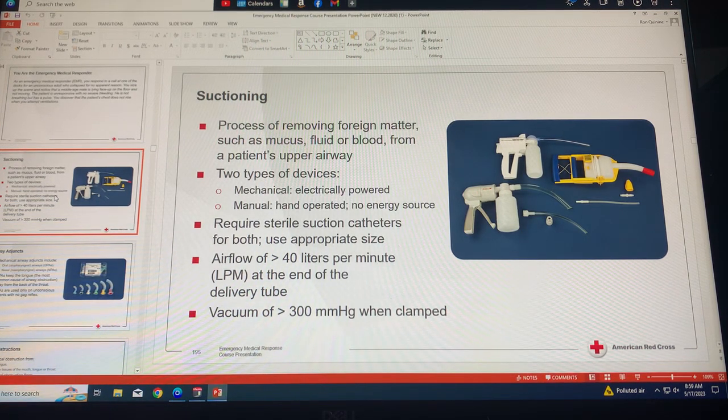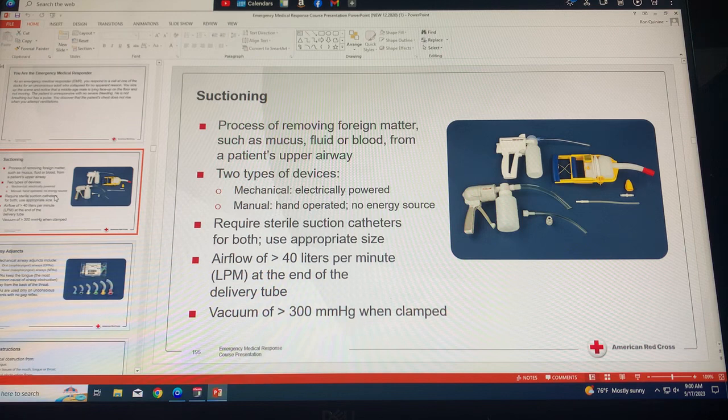So here we have suctioning. Sometimes injury or sudden illness results in foreign matter, such as mucus, fluids, or blood, collecting in a patient's airway. One method of clearing the airway is to roll the patient onto the side and sweep the mouth with a gloved finger. However, finger sweeps should only be performed on an unconscious patient and only when material is visible in the mouth. Another method of keeping the airway clear is to place an unresponsive patient who is breathing in a recovery position. But a more effective method is to suction the airway clear.